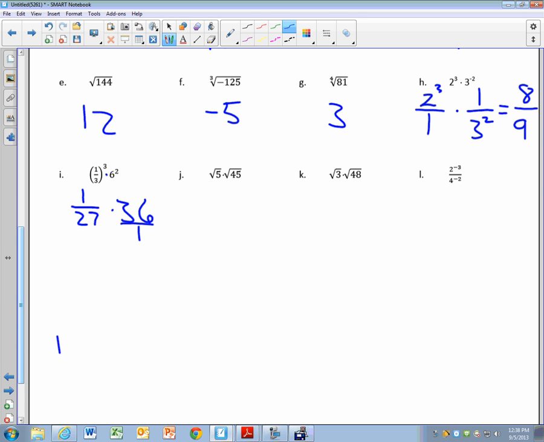Can you simplify 36 over 27? Both have a factor of 9. Divide them by 9, and as Scott said, we get 4 over 3.